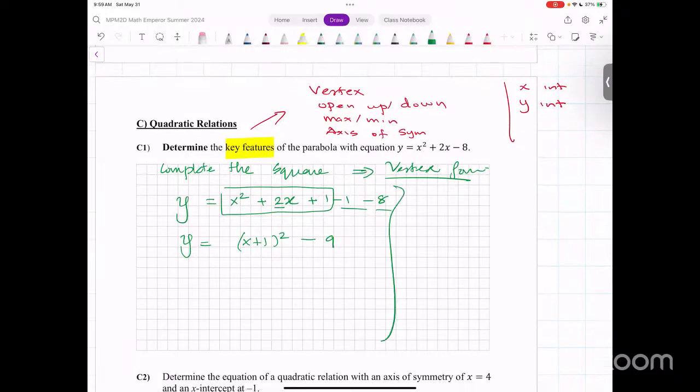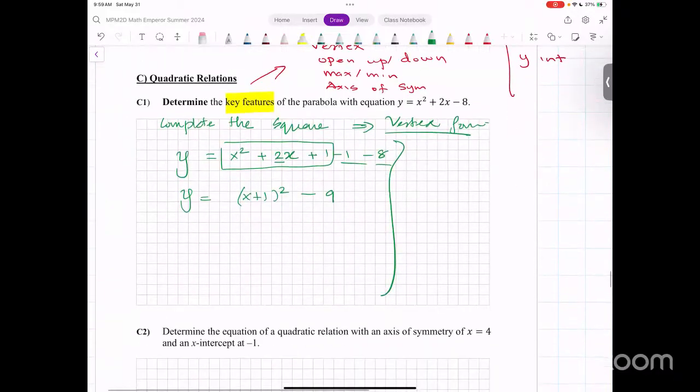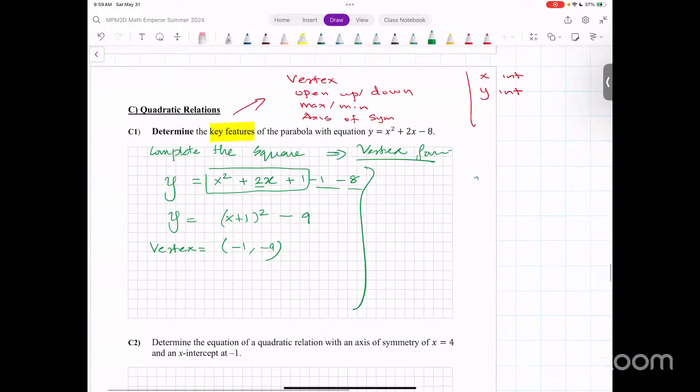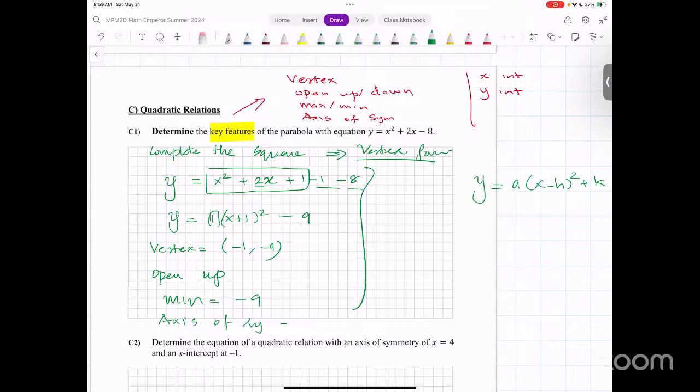This is in vertex form. Now, I can say what the vertex is: -1 comma -9. The goal is to keep an expression in this form, because in front of this we have a positive 1, it's going to open up. Minimum value is the vertex y value. Axis of symmetry: x is equal to the vertex x value. X-intercept.